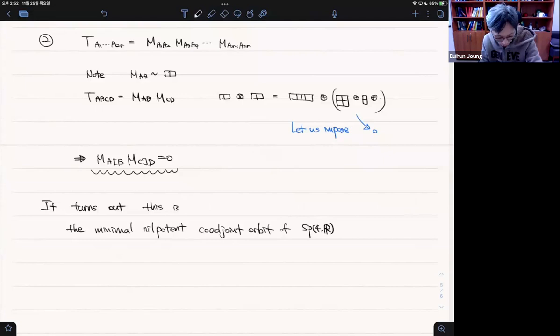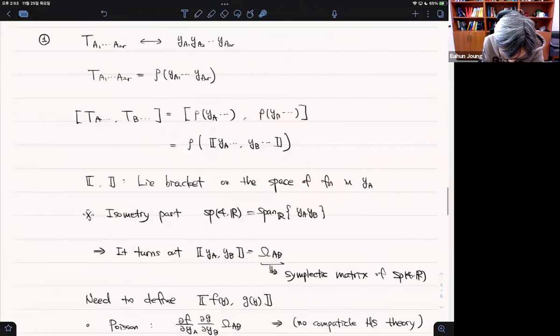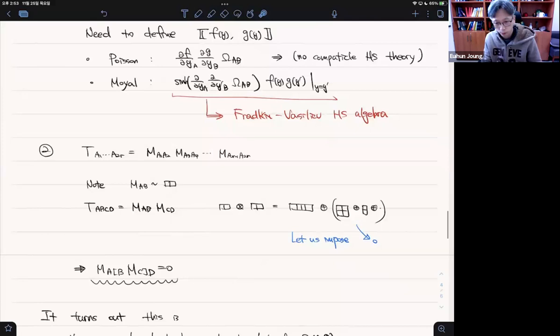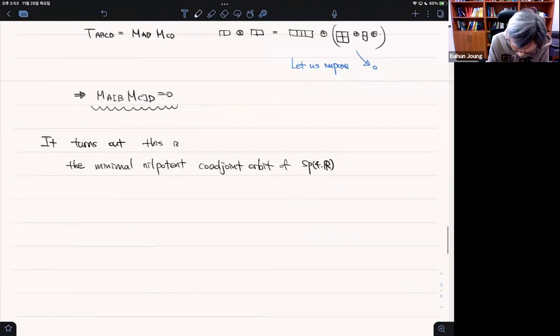And then it turned out that, what is y then? It turned out this y is actually coordinates of this coadjoint orbit. So let's try to understand that part. For that, I need to introduce the notion of coadjoint orbit.